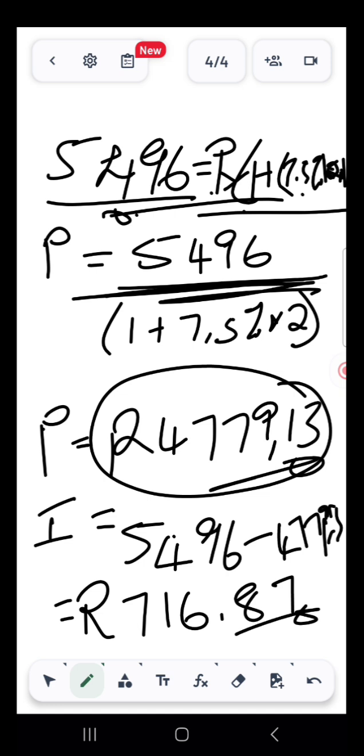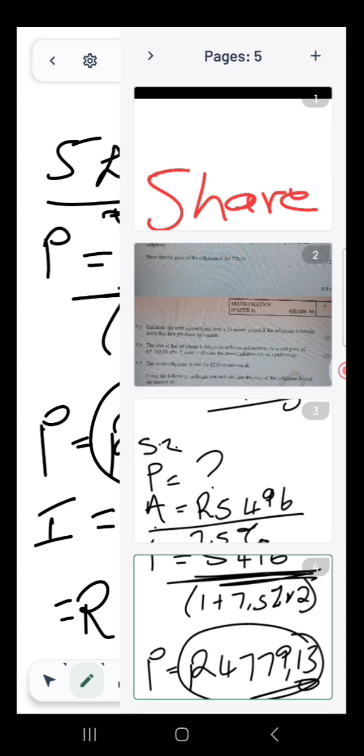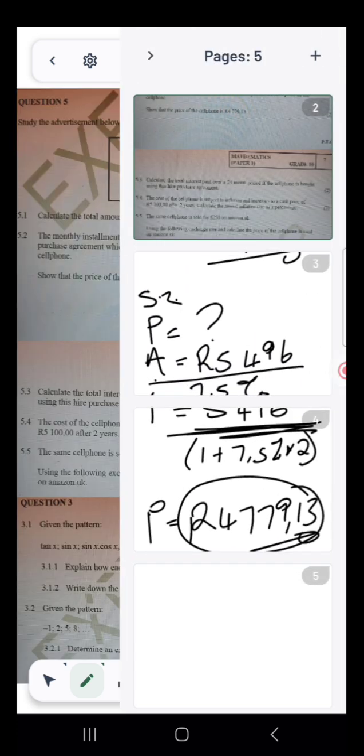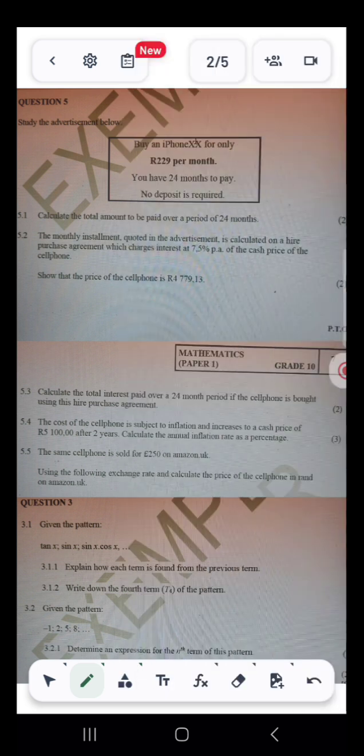So finding the interest is very simple. You take the final amount minus the principal, the initial amount, and whatever money remains after the calculation is your total interest. And then question 5.4. Remember I said you must number correctly. Let some of you understand the importance of numbering.